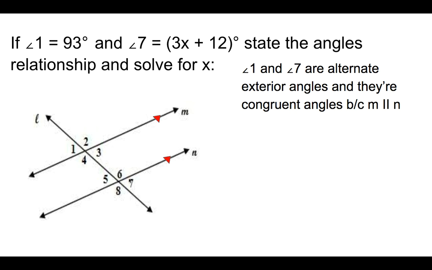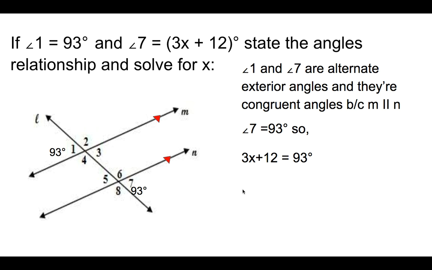And in this case, we know that they're congruent because these markings here show that line M is parallel to line N. So therefore, those angles are going to be congruent. That means if angle 1 is 93 degrees, I can also say that angle 7 is 93 degrees. And then knowing that, if I want to solve for x and angle 7 is equal to 3x plus 12, that means I can go ahead and set 3x plus 12 equal to 93.